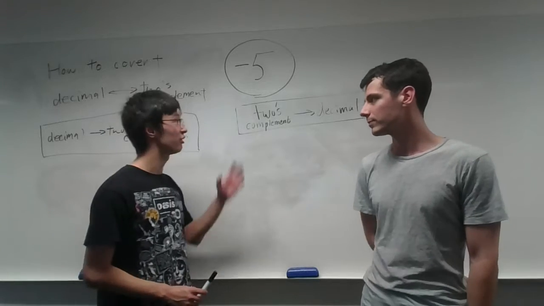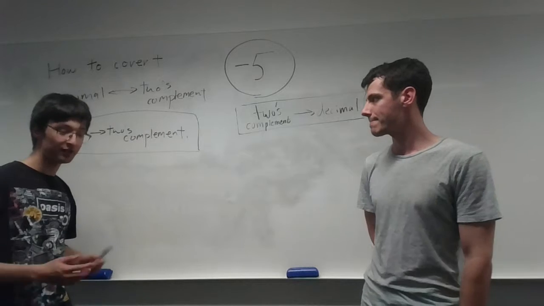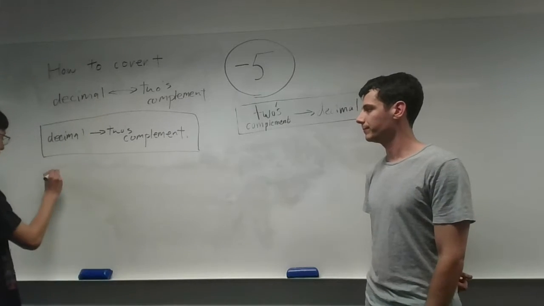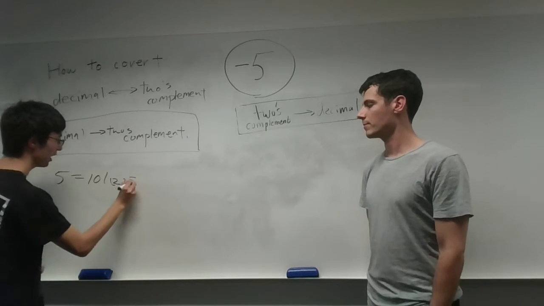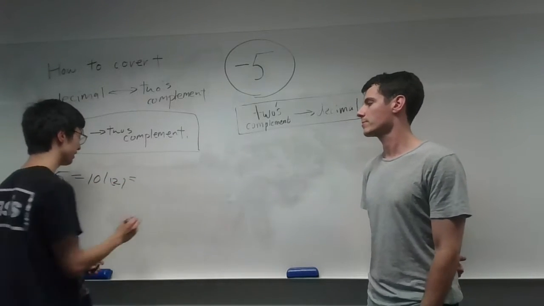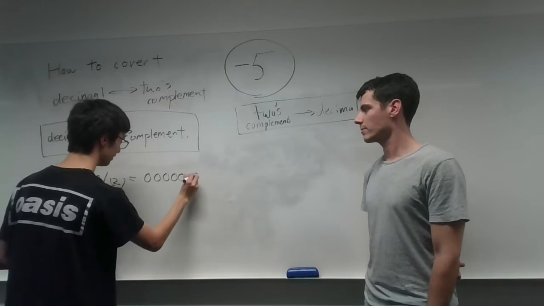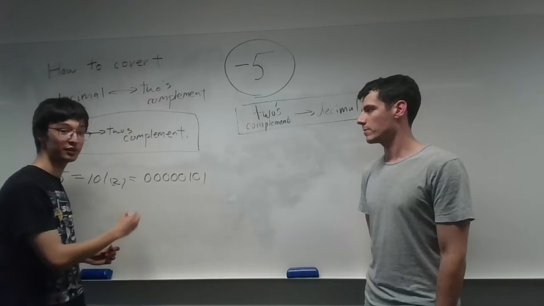Alright, so let's look at this concrete example, -5. The first thing we want to do is find the binary representation of 5. So 5 will be equal to 1, 0, 1 in base 2. And for these, you want to use 8 bits. So this will become 0, 0, 0, 0, 0, 1, 0, 1. And this will be completely fine if you wanted to represent 5 in 2's complement.